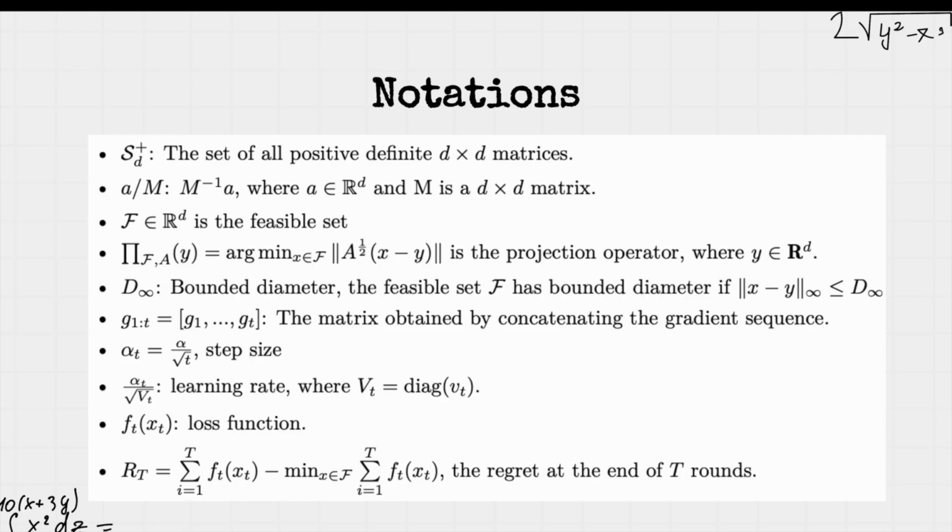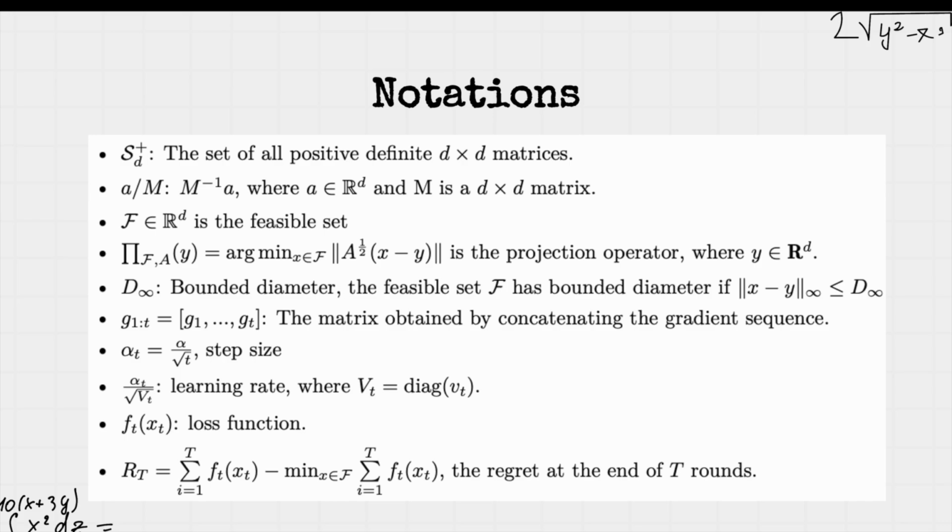S subscript d superscript positive represents the set of all positive definite matrices, and F denotes the feasible set, and the projection operator projects the point y onto the feasible set F under a transformation determined by matrix A. The term alpha t denotes the step size at time t, which is adjusted as alpha over square root of t, where alpha is a constant scaling factor. f t is the loss function at time t evaluated at point x t.